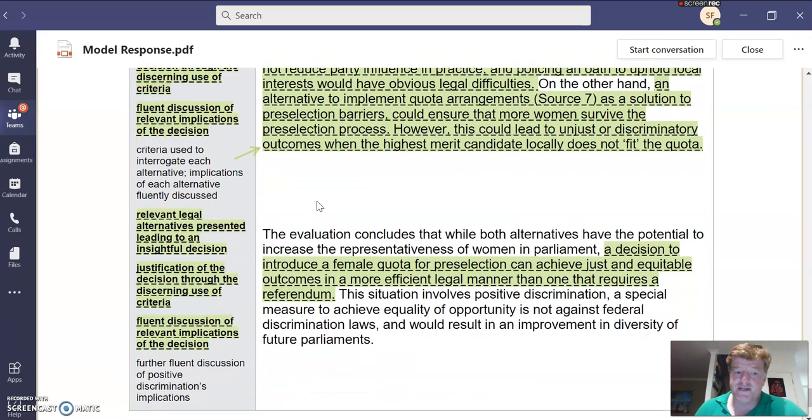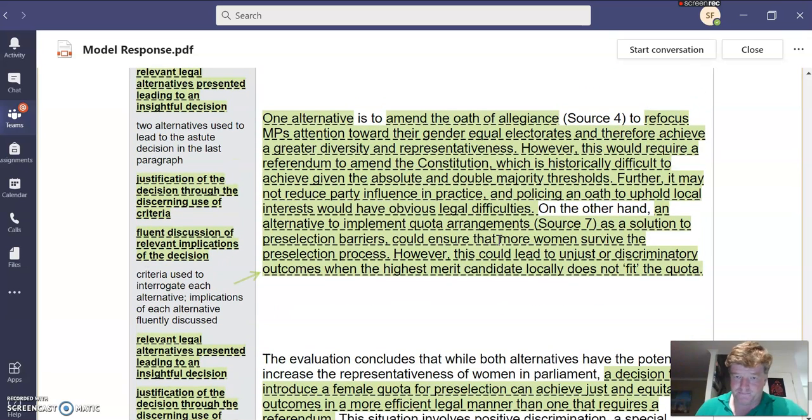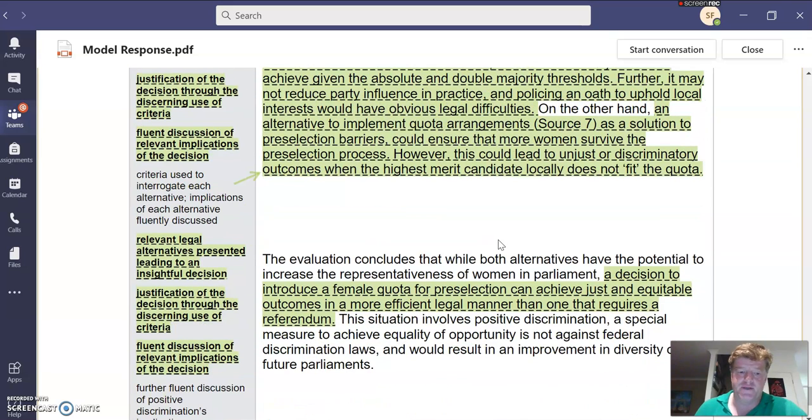So there's those relative legal alternatives that are presented, and now we come to a decision. The evaluation concludes that while both alternatives have the potential to increase the representation of women in Parliament, a decision to increase a female quota for pre-selection can achieve just and equitable outcomes in a more efficient legal manner than one which requires a referendum. So remembering that if you were going to go and change the Oath of Allegiance, you're changing the Constitution, you have to have a referendum to do that. So there's nice discussion of the decision, how it's going to work, the criteria of which is going to be more representative, and it looks at some of the implications, like it's simpler to implement.